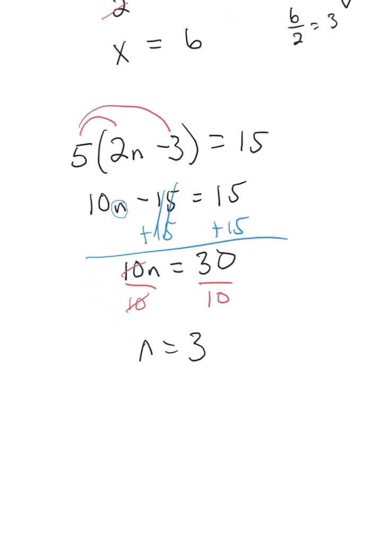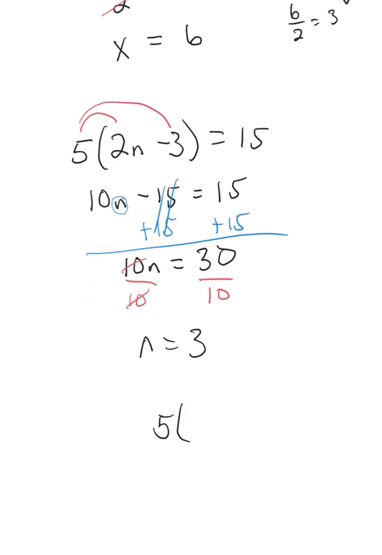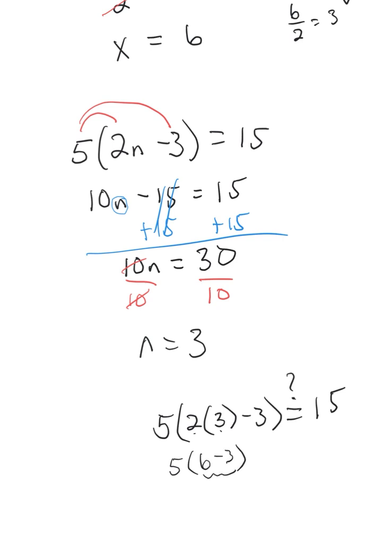And if you want to check that solution, let's plug it back into the original. 5 times 2 times 3 minus 3. And we want to see if that equals 15. Well, 2 times 3 would be 6. So 5 times 6 minus 3. 6 minus 3 is 3. So 5 times 3, which is 15, which checks out.